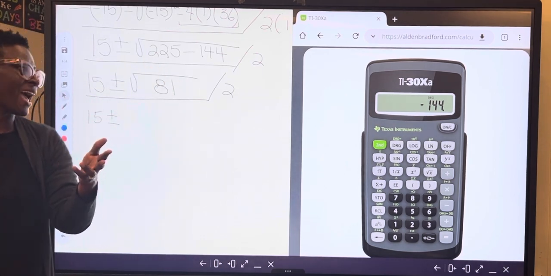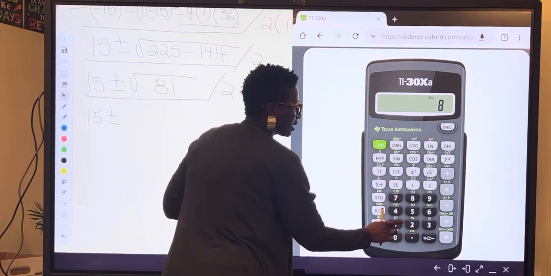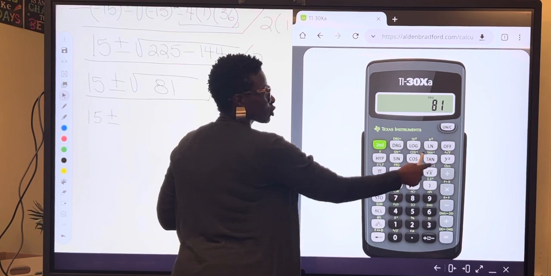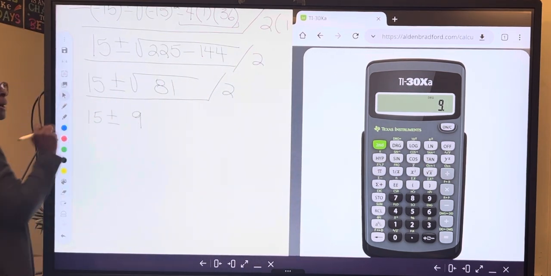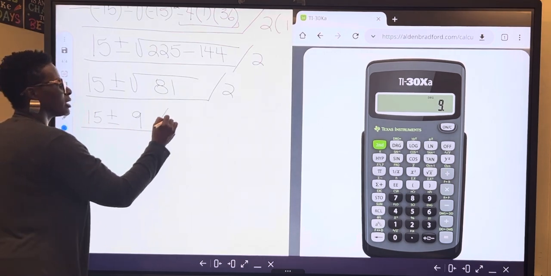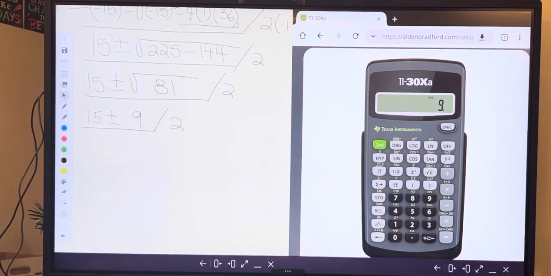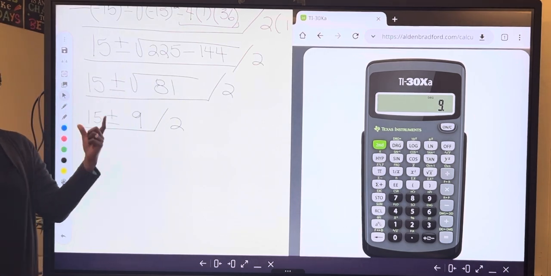9. If we don't know that, then we can just come over here and put what in? 81. And then we hit right here, square root, radical. And we get what? 9. So this is going to be whole number 9, all over what? 2. Is everybody with me? Now it's simplified. I don't have any more grouping symbols. Now I'm ready to roll.